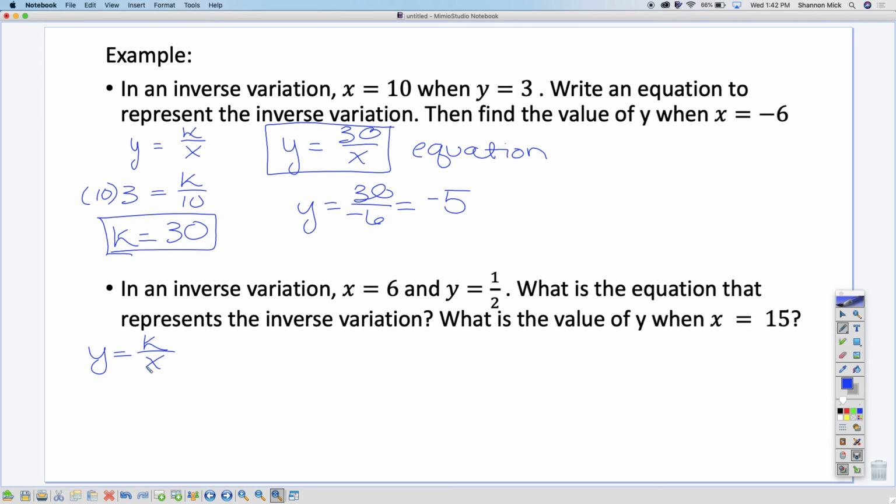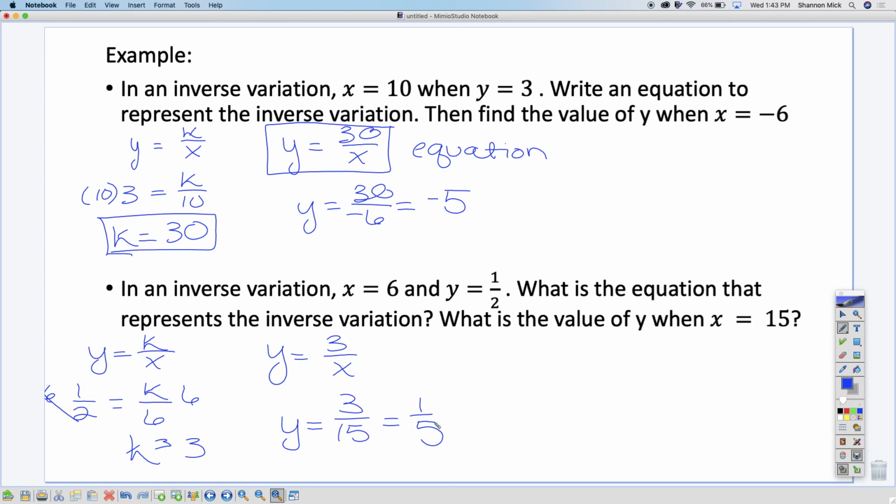So what is K? K is 3. I have 1/2 equals K over 6. Multiply both sides by 6, and I get 3. So what is my equation? Y equals 3 over X. Okay, and then Y equals 3 over 15. So Y is 1/5.